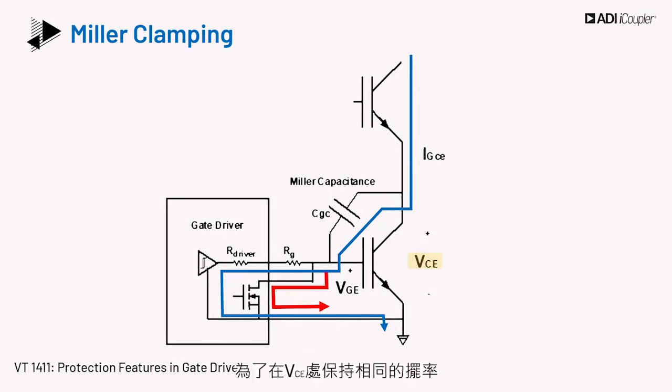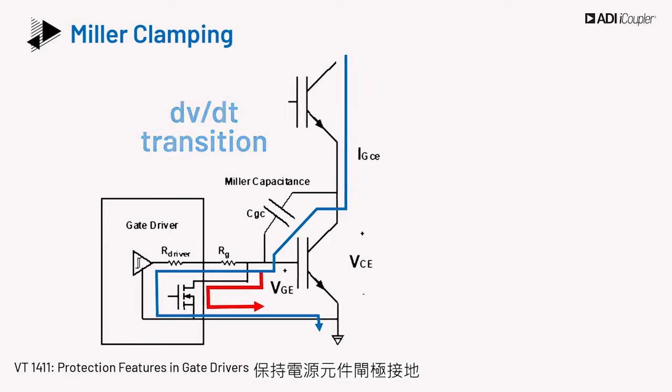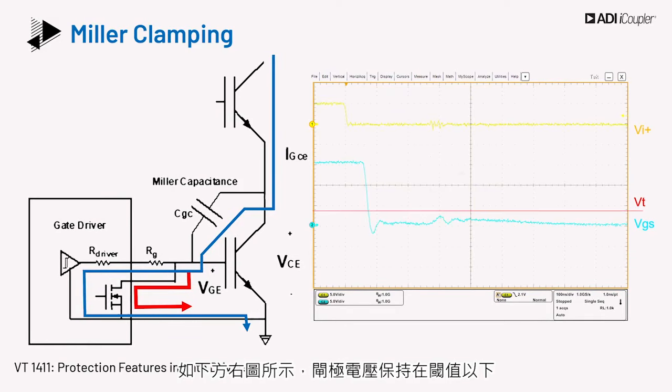Keeping the same slew rates at VCE, and to minimize the chance of parasitic turn-on of the device, an additional MOSFET can be placed in the turn-off path. During turn-off, this provides a low impedance path for the current due to the dV/dt transition. This Miller clamp MOSFET tries to keep the power device gate connected to ground during the off time. The gate voltage is kept below the threshold as seen in the figure on the right.